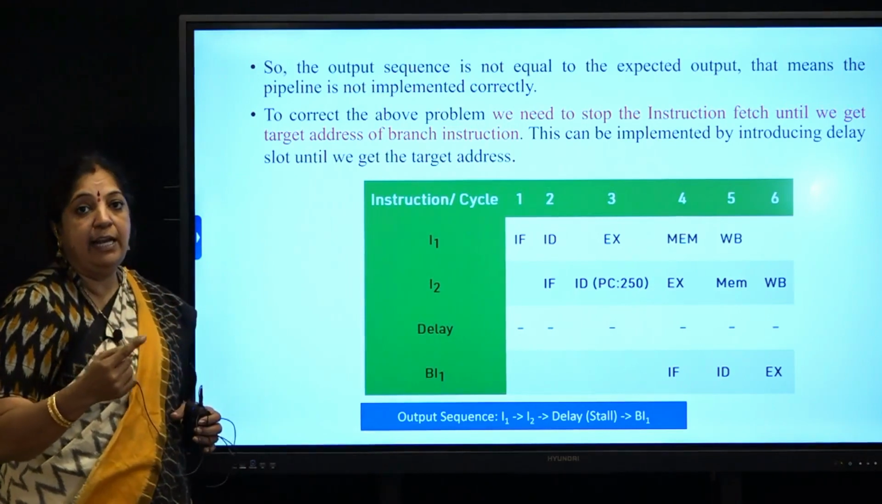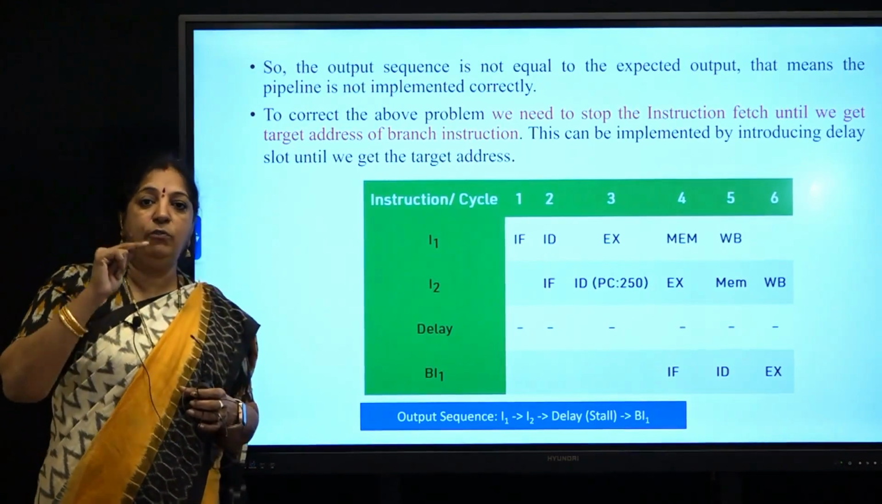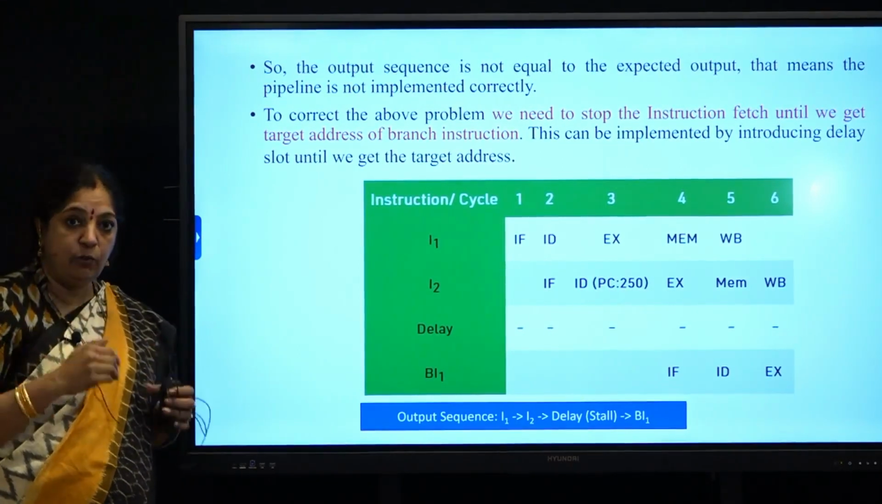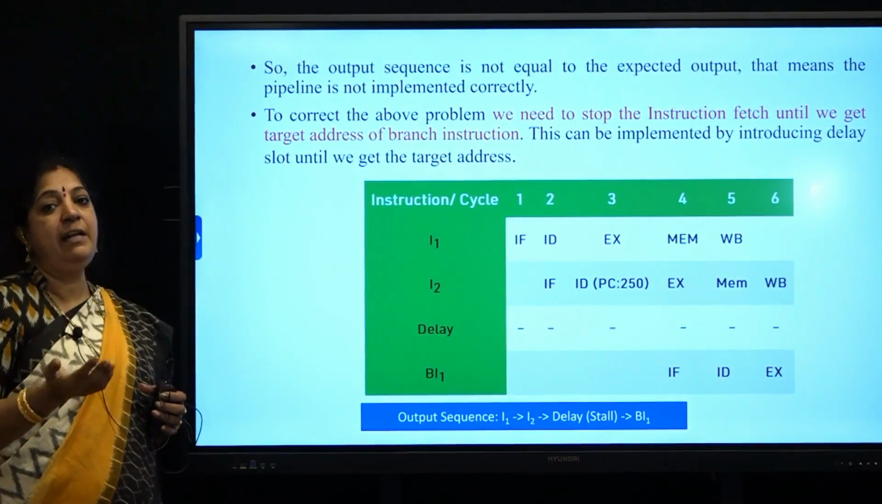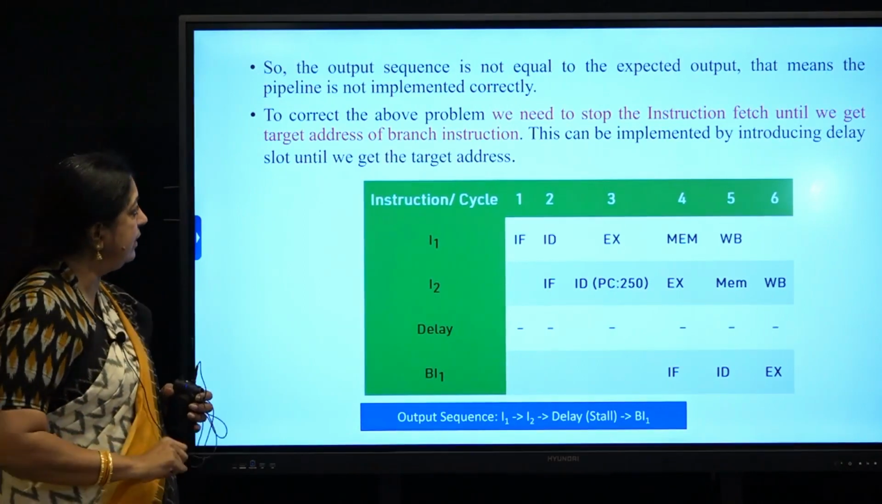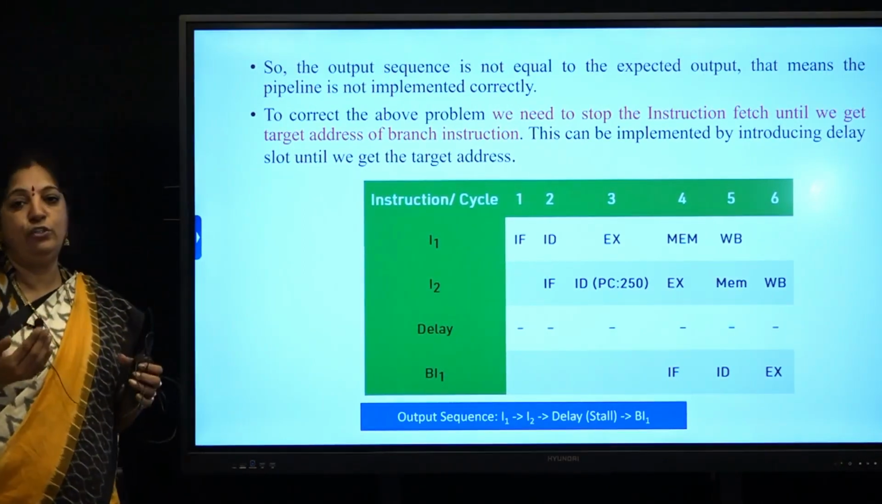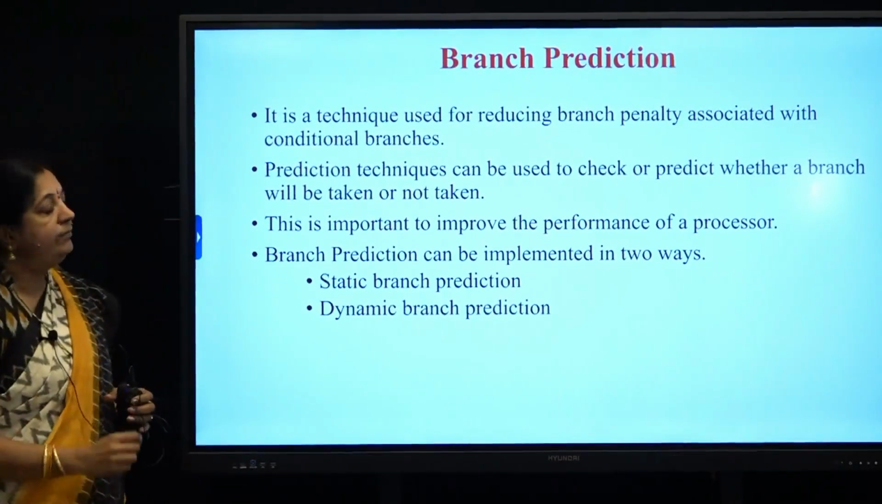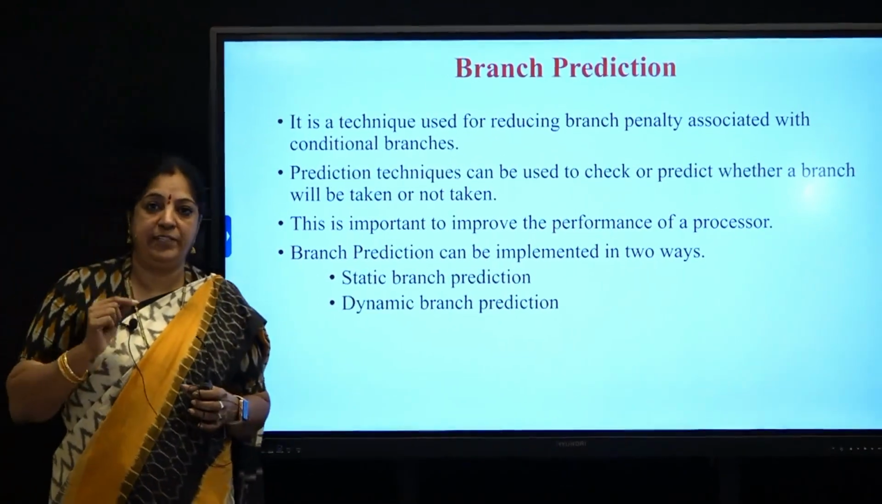When will we delay? If at the start we knew there is a branch statement. But there is no chance that we can know 100% that there is a branch statement. So what can we do? We can just assume, predict. That is known as branch prediction.